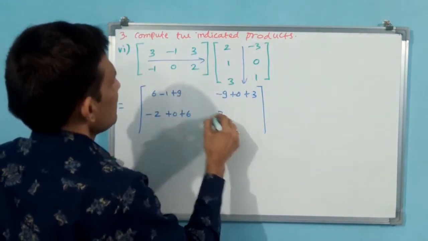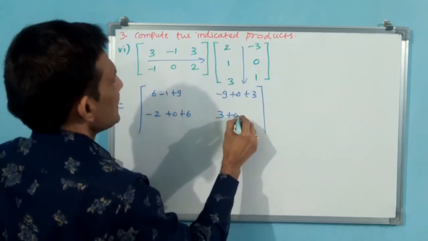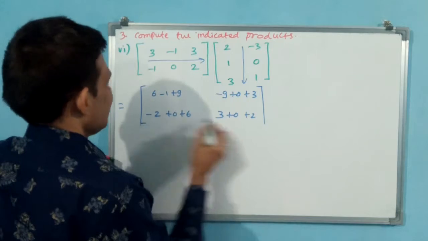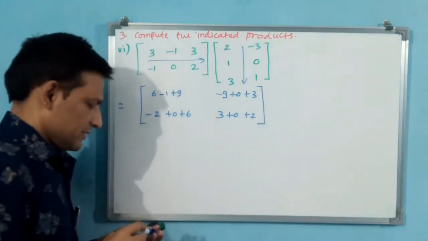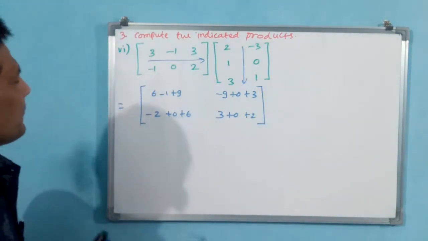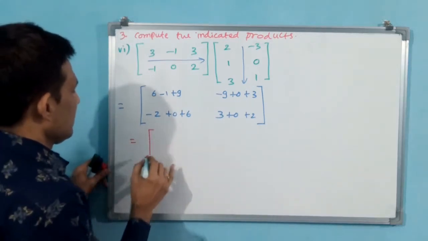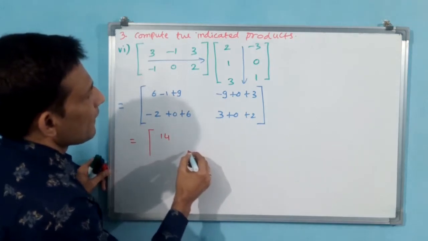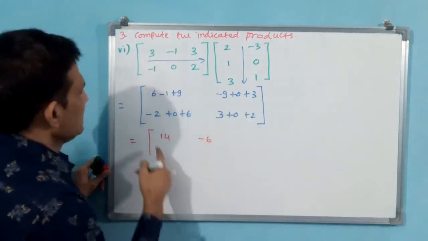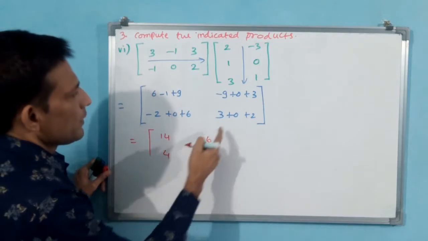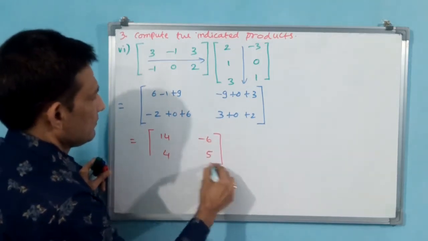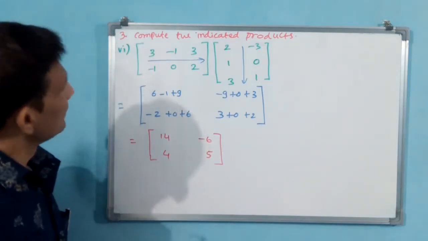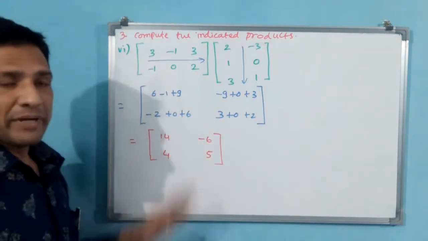Okay, now 3, 0 plus 2. Okay. Now you see 15 minus 1, 14. Minus 9, minus 6, 4, 5. Is it okay? Okay. Now we have finished this completely third question.